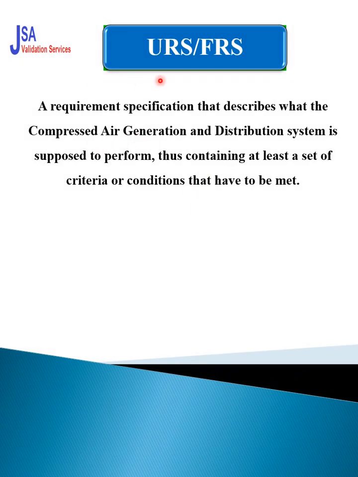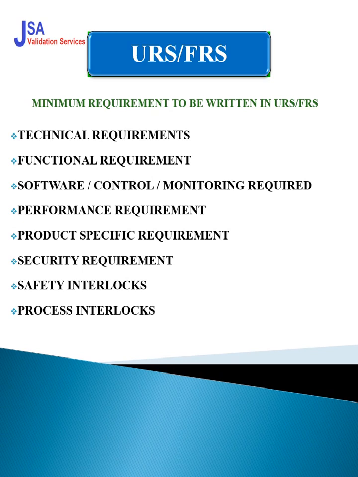Now we will discuss the user requirement and functional requirement specification. A requirement specification describes what the compressed air generation system is supposed to perform, and thus contains a list of criteria and conditions that have to be met. Okay, what is the quality of compressed air that we require? So the minimum requirements that should be in your URS are technical requirement, functional requirement, software control and monitoring system, like if you want SCADA, PLC, HMI. Okay, what are the controls you require?